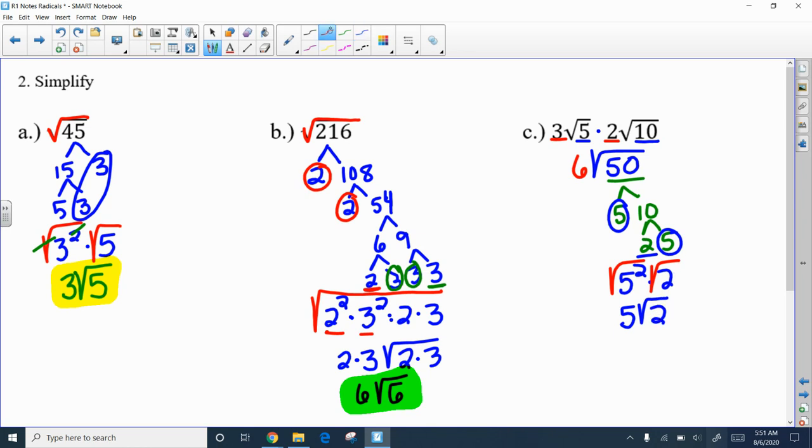But that's not it. Don't forget, we have this 6 in the front. So this is still multiplied by 6. When the 6 is just in front, it's multiplied by the radical. Now that the 5 is on the outside, I can multiply those together, and we get 30 square root of 2. That's how we simplify by multiplying. We can only multiply together what's outside the radical and multiply together what's inside the radical.